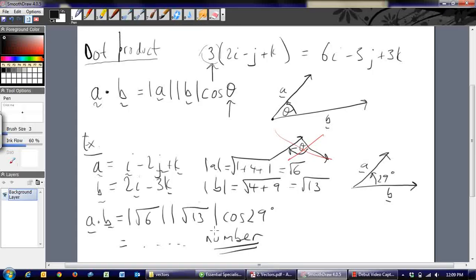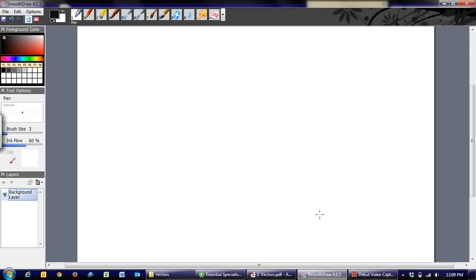What you get is a number, a scalar. You do not get another vector. When you multiply two vectors together using a dot product, you end up with a number, a scalar. You don't end up with another vector. So that's really important to realize. Really, really important.